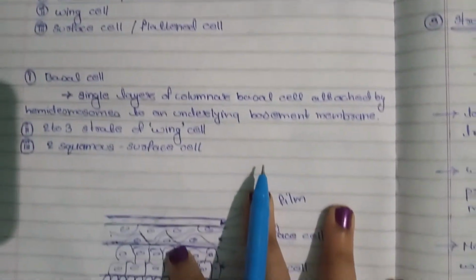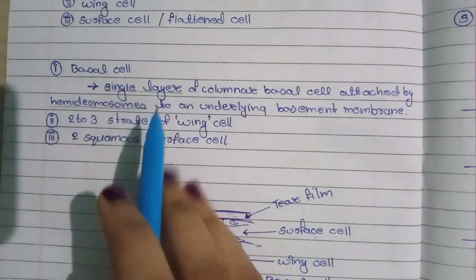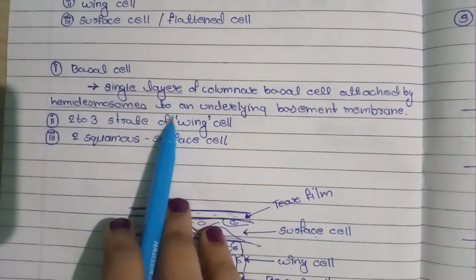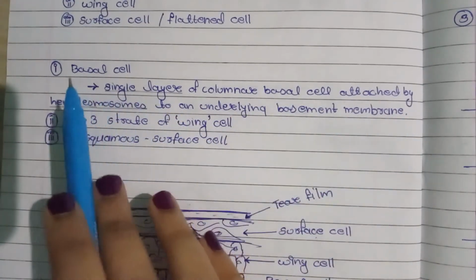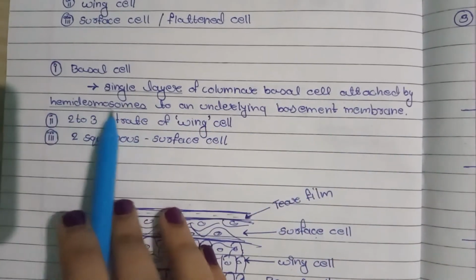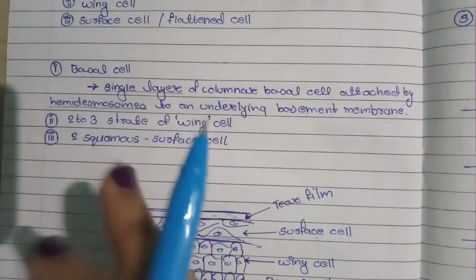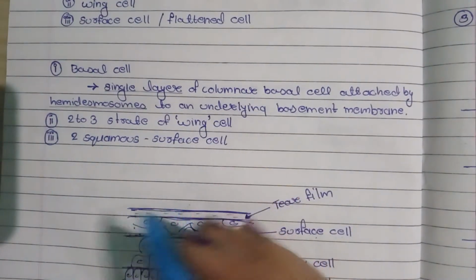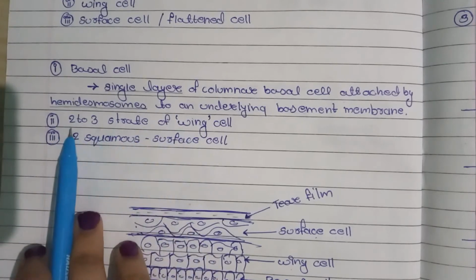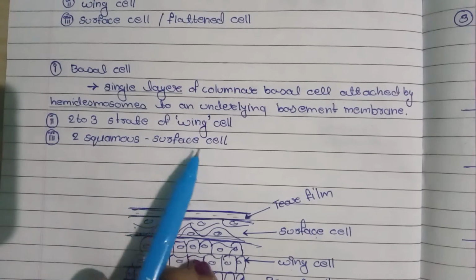First, basal cell. It is a single layer of columnar basal cells that attach by hemidesmosomes to the underlying basement membrane. This basal cell is attached to the basement membrane by the hemidesmosomes. Hemidesmosomes are very small structures found in keratinocytes of the epidermis. Second, wing cell. There are 2 to 3 layers of wing cells and 2 layers of squamous surface cells.